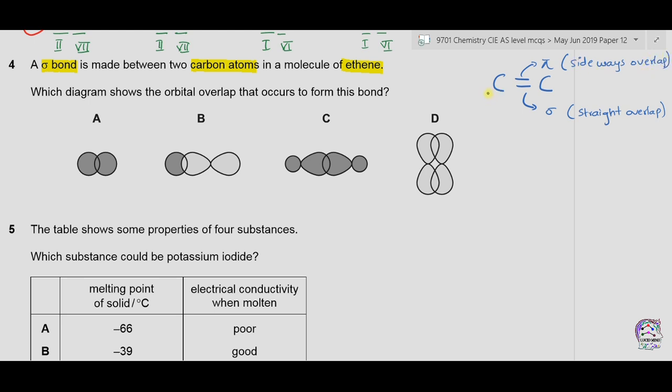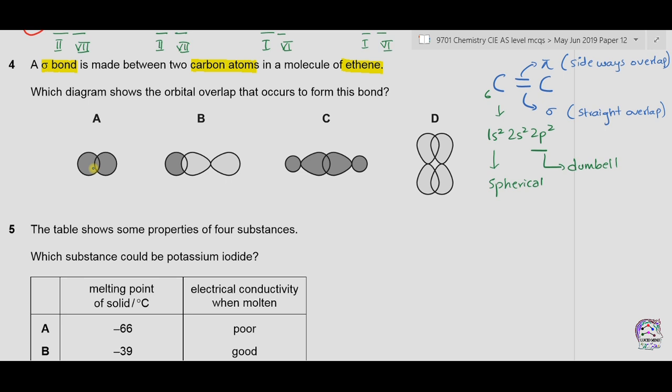The atomic number of carbon is 6. So if we do the electronic configuration, it comes 1s2, 2s2, 2p2. So the 2p orbital is involved in the bonding. The shape of an s orbital is spherical, while the shape of a p orbital is dumbbell shaped.